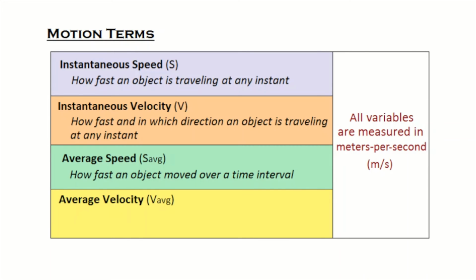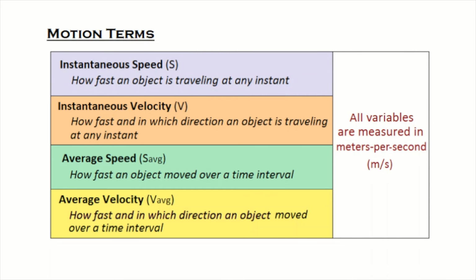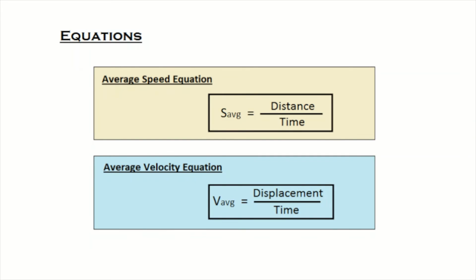Average speed is, again, how fast, but now over a time interval. And average velocity is how fast over a time interval, but also considering which direction we're traveling. 2 equations to help us with those final 2 terms, average speed and average velocity. Average speed, we're going to relate to distance because both of those are scalars. Direction doesn't matter. So if you want to find the average speed, go with distance over time. Average velocity is a vector, and so is displacement. So we'll compare those as well. So displacement over time would help us with average velocity.